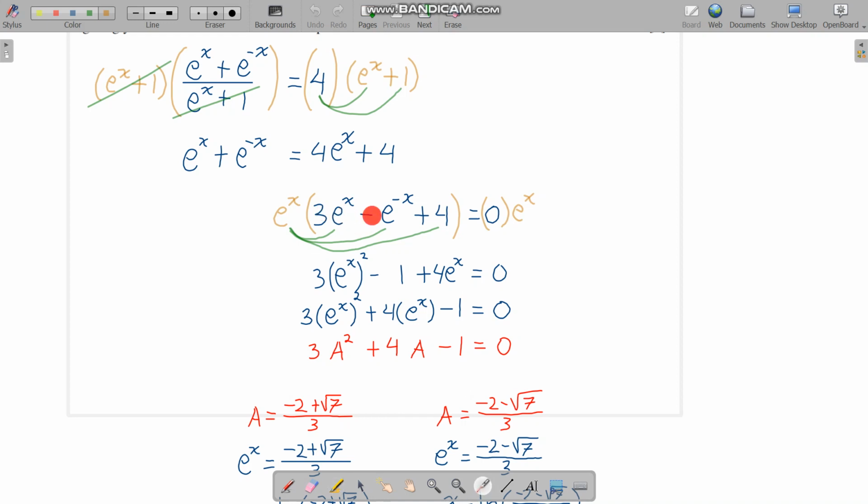a quadratic actually. So here if we move this e to the power of x to the right, we subtract 4 minus 1, we get 3. We move this to the right, we have minus e to the power of minus x, we still have plus 4. We can write the equal 0 on the right here. Now we multiply both sides by e to the x. E to the x times 3e to the x, e times e to the x squared.